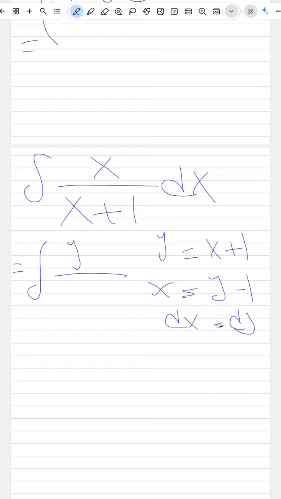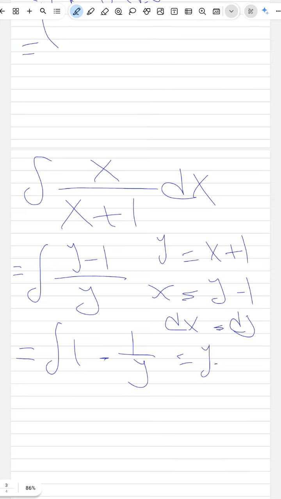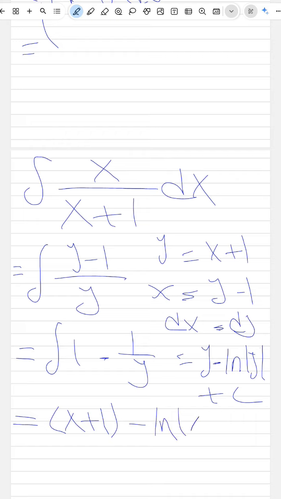So here we have y minus 1 over y. By making this 1 minus 1 over y, the answer is y minus ln absolute value of y plus c. So by substitution it will be x plus 1 minus ln absolute value of x plus 1 plus c. So this is a wrong answer.